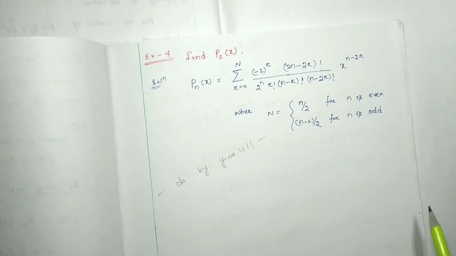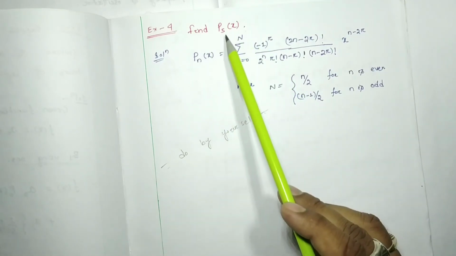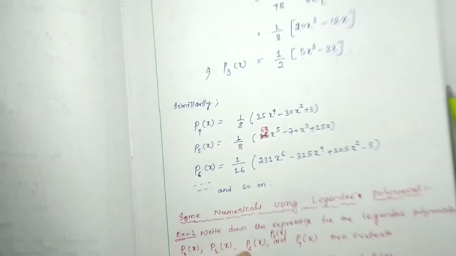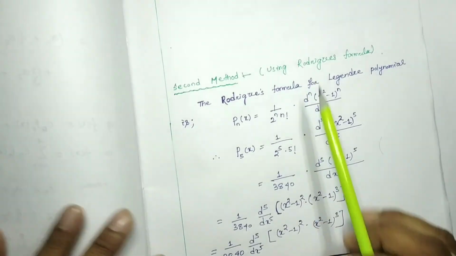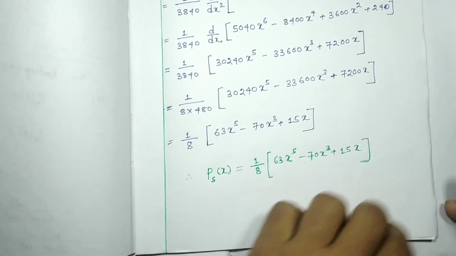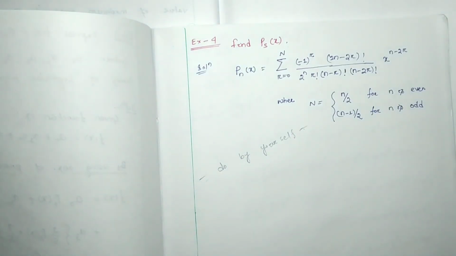These things we are going to discuss in our next class, because either way you can find this p5x. By this method you can find this same answer, and by using the Rodrigues formula you can also find the same expression. Whatever, we will discuss in the next class, because I don't want the video to be so long. So here we have to stop, and you do this question number 4 by yourself, and be ready for the next class.